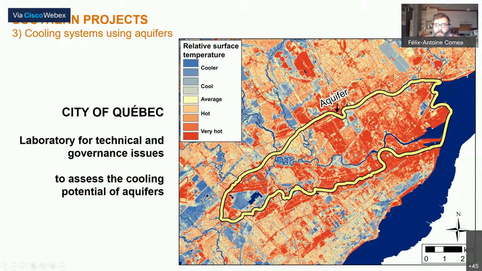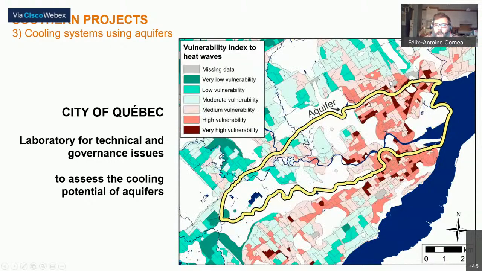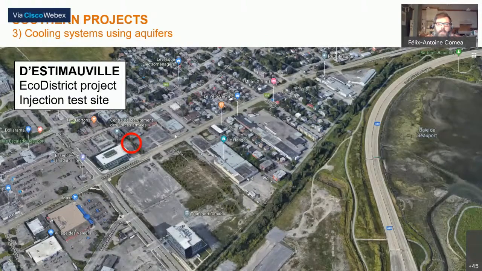Then here is Quebec City. We show the location of where we can find the urban heat island during the summer, and also, according to the economic aspect of some neighborhoods, we can find the places that are more vulnerable for heat waves. Then finally we identify a site to have an injection test and to operate a system for using the aquifer. Then the site is in a future eco district project of the city. Then this summer we did some work there.